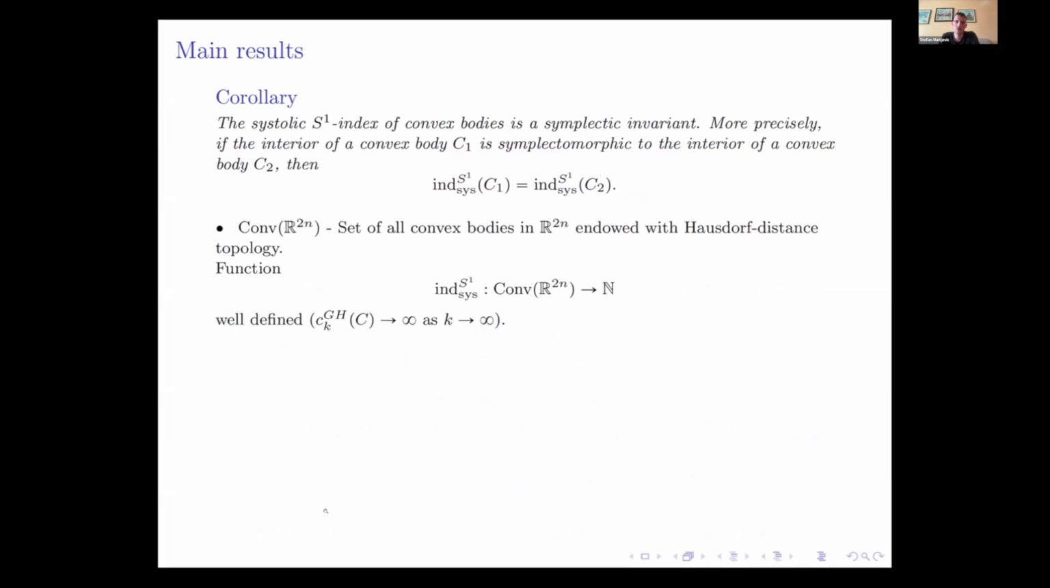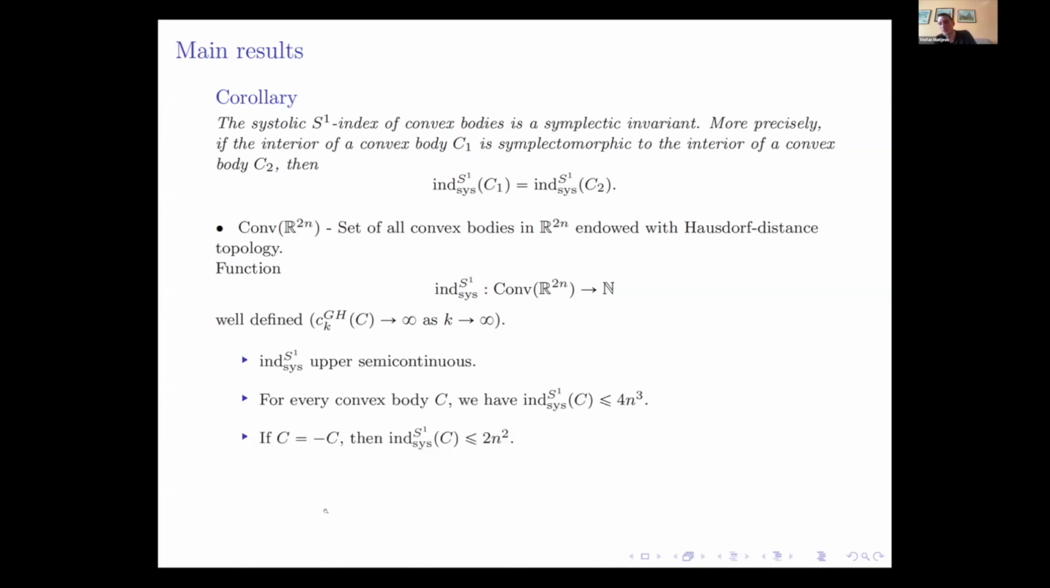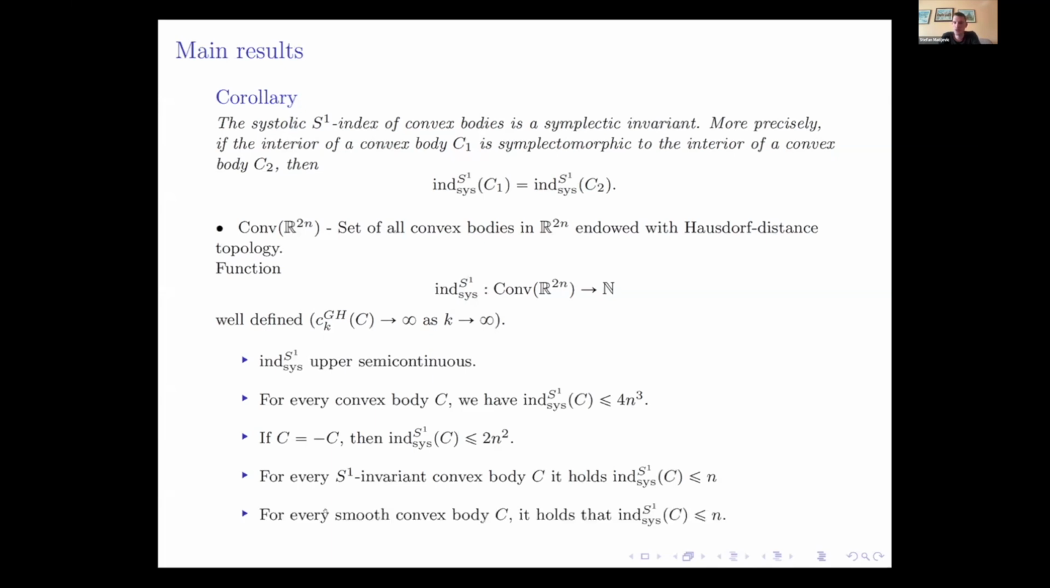And there are some other things we get for this index. If we consider the systolic S1-index as a function on the space of all convex bodies, first of all, it will be well defined, so always finite, because Gutt-Hutchings capacities go to infinity as k goes to infinity. And if we consider the Hausdorff distance metric, this function will be upper semi-continuous, and we can find uniform bounds in general using John ellipsoids. It is not very optimal, but it is what it is. And then for S1-invariant convex bodies in the smooth category, we can get optimal bounds, which are achieved, for instance, for a ball.